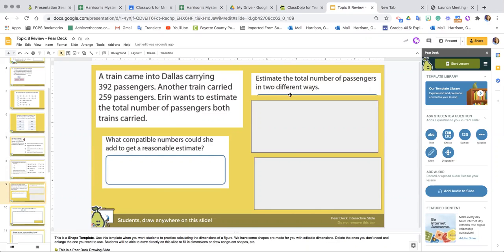Now on this side over here, I think students needed to reread the question at the top. Estimate the total number of passengers in 2 ways. Well, we have 3 ways to estimate. 1, we can use compatible numbers. 2, we can round to the nearest 10, or 3, we can round to the nearest 100. So they needed to choose 2 of those methods to use to solve the problem to get the total number of passengers, 1 in each of these answer spaces.